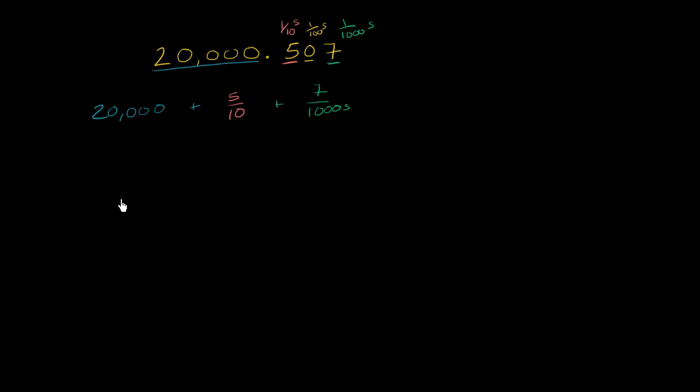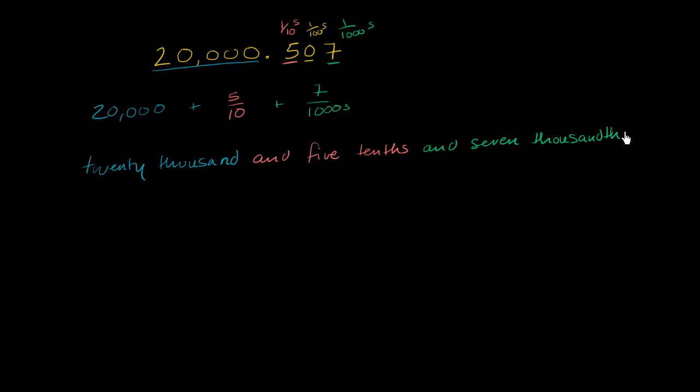So if we were to write down everything I just spoke out loud, we would say that this is 20,000, and 5/10, and 7 thousandths. Let me write that a little bit neater. This is 20,000, and 5/10, and 7 thousandths. Now, this isn't the only way to say this.